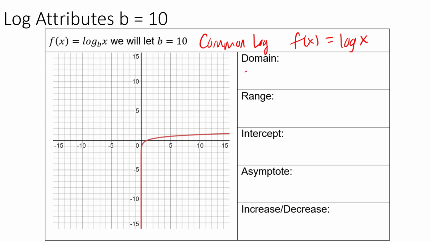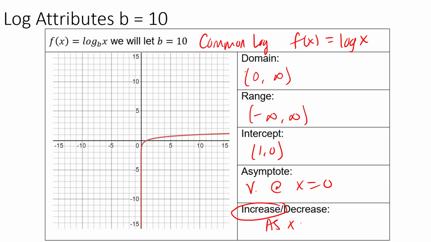The domain is still 0 to infinity. Your range is still negative infinity to positive infinity. Your intercept is still at (1, 0). You still have a vertical asymptote at x equals 0, and the graph is still increasing. As our x's grow, so do our y's. That's because all log functions in their basic form, meaning no left, right, up, or down shifts, have all of the same properties.